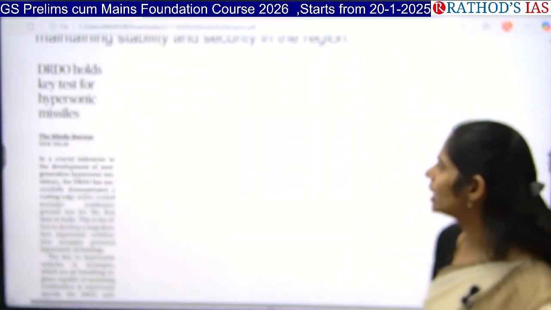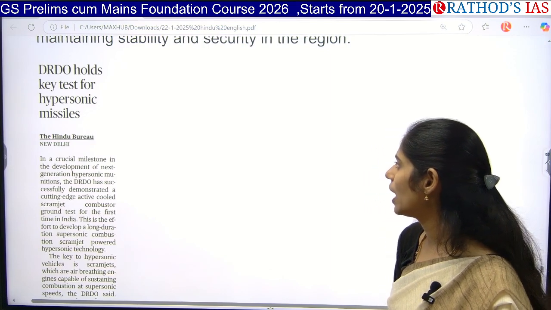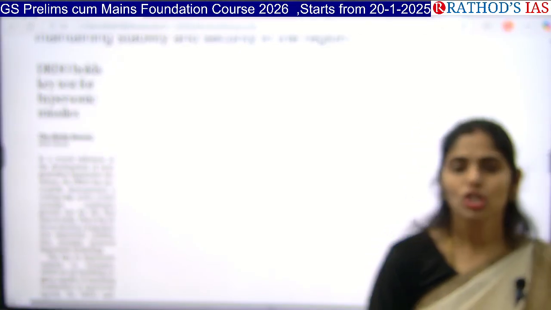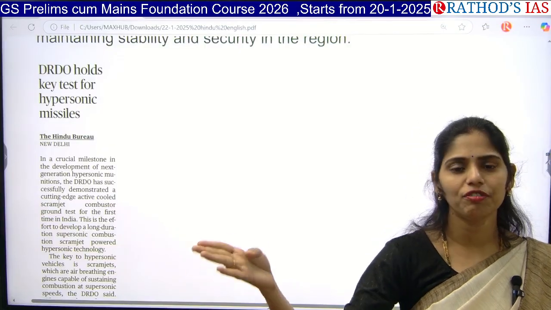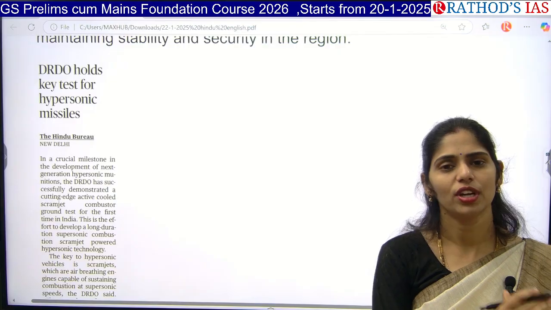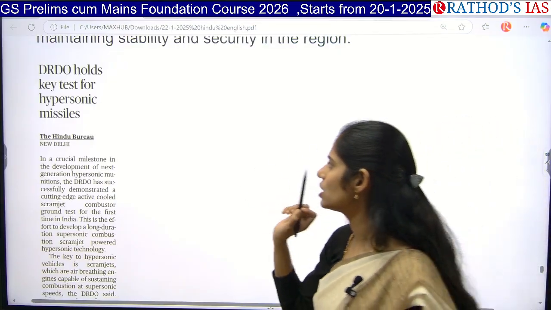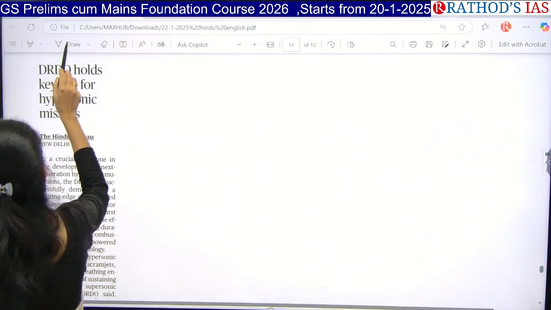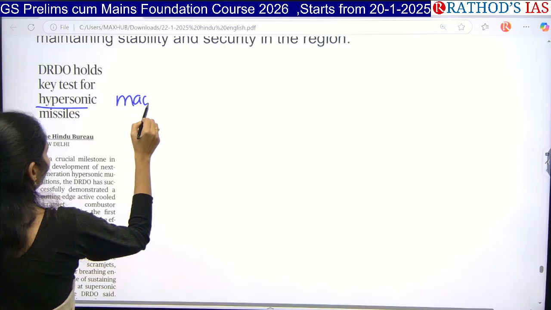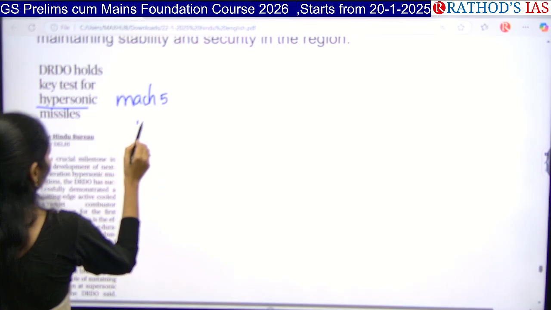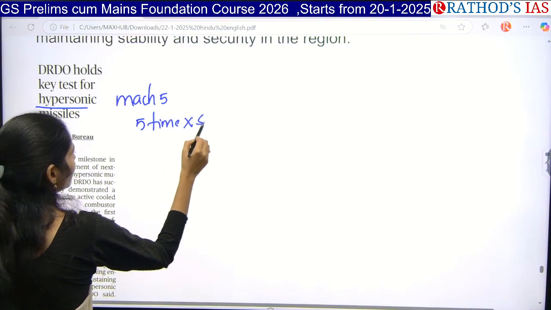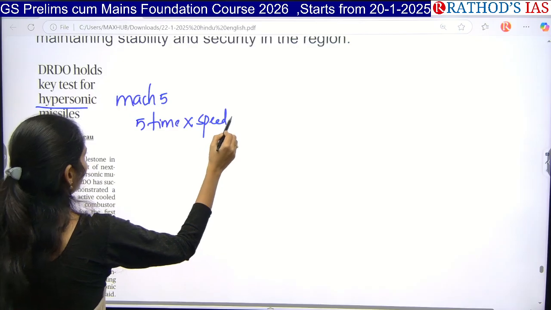The title says DRDO holds key test for hypersonic missiles. So this article is talking about hypersonic. Based on the speed of travel of missiles, we can divide them into different types like subsonic, supersonic, hypersonic. Hypersonic is nothing but a speed of Mach 5, that means 5 times the speed of sound.